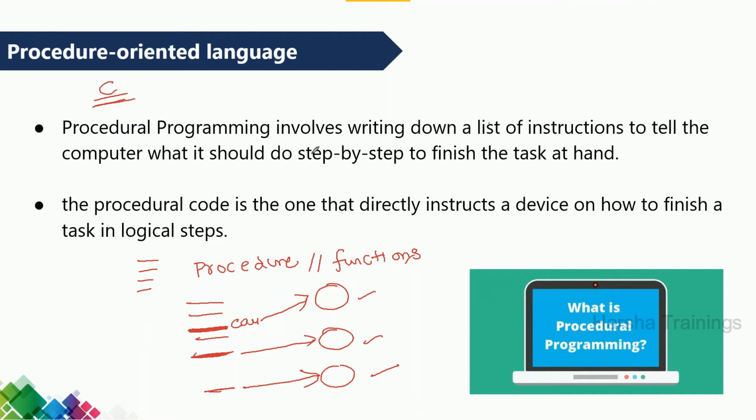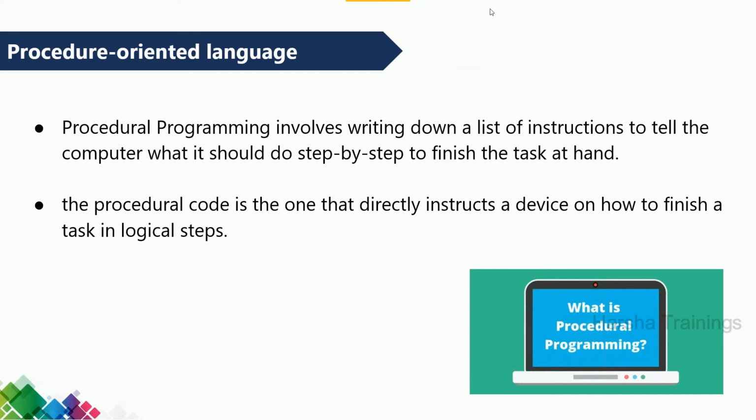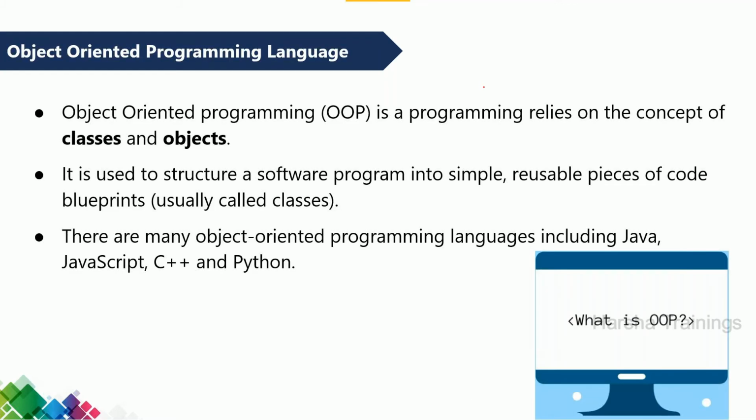See this one. The procedural code is the one that directly instructs a device how to finish the task in logical steps. So in which order you have to move to finish the task. That is procedure oriented, and C language follows this procedure oriented programming.